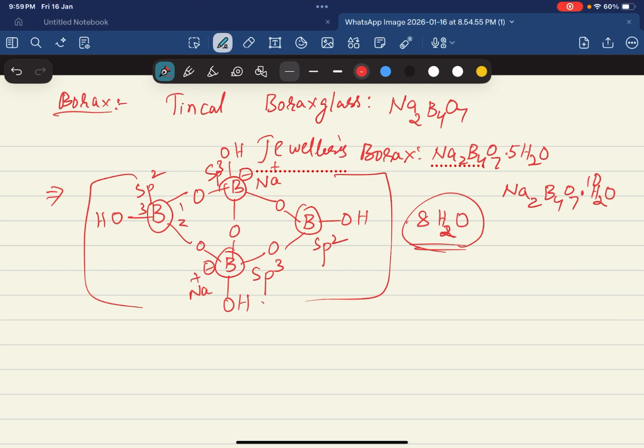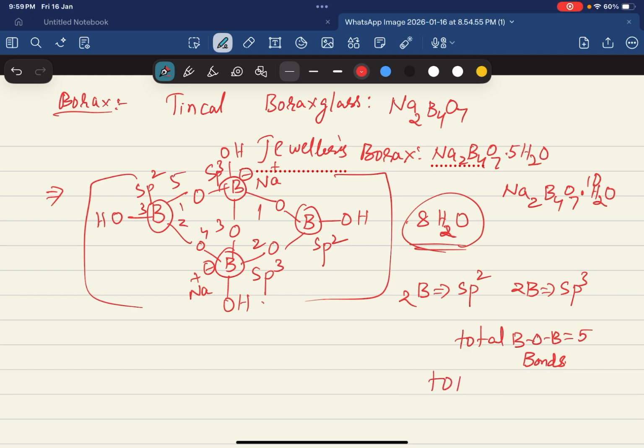Here questions about the structure are possible to ask. How many borons are sp2 hybridized? 2 borons are sp2 hybridized. 2 borons are sp3 hybridized. And total B-O-B bonds: B-O-B bonds are 5, you can see this, 1, 2, 3, 4, 5. And total B-O bonds will be 14. Total lone pairs of electrons will be 34.